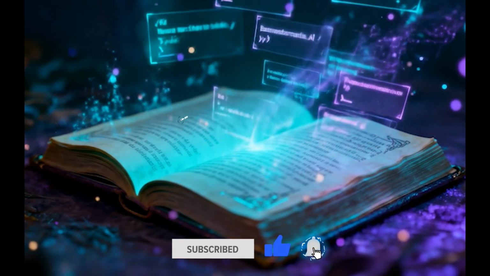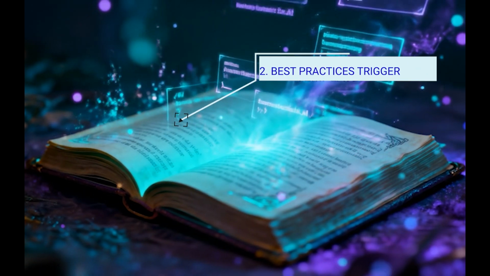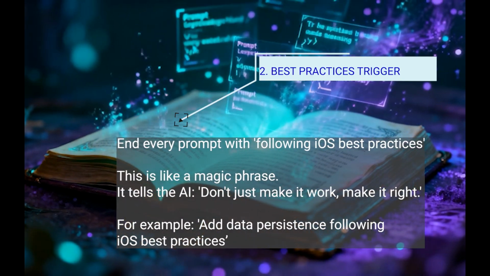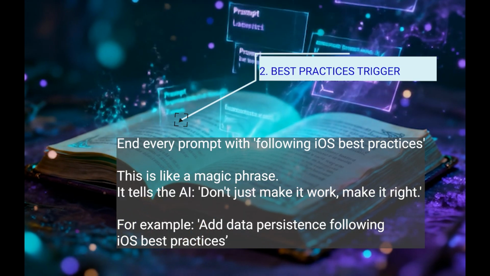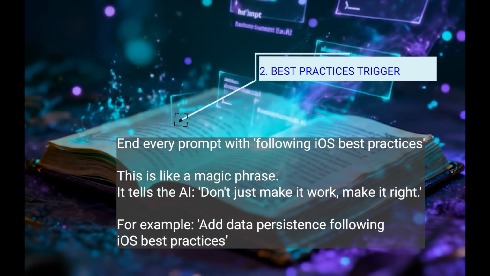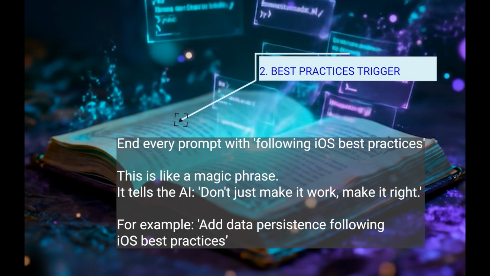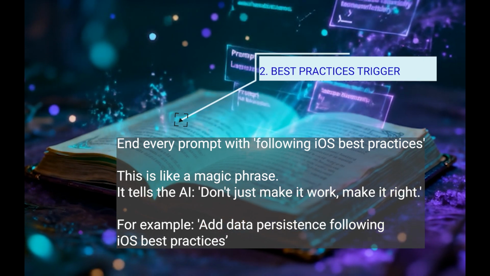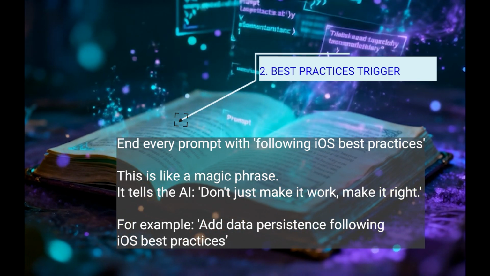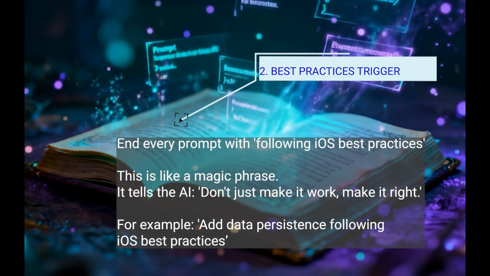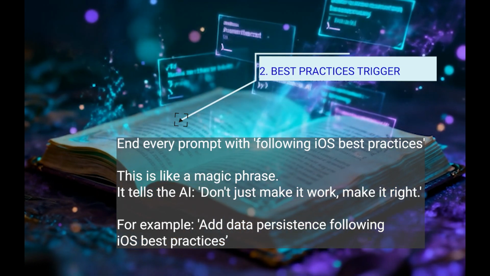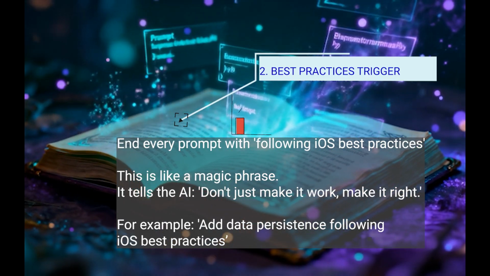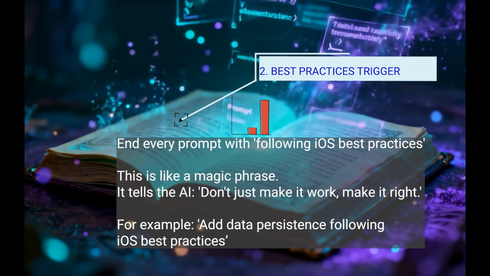Prompt 2. Best practices trigger. End every prompt with following iOS best practices. This is like a magic phrase. It tells the AI, don't just make it work, make it right. For example, add data persistence following iOS best practices. The AI will then use proper patterns such as UserDefaults for simple data, Core Data for complex data, proper error handling, and secure storage when needed. I've tested this extensively. This phrase improves code quality by around 40%.